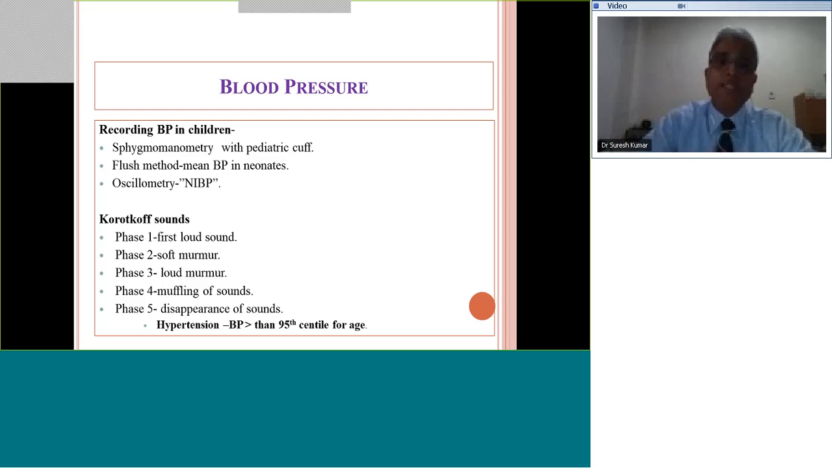Remember the flush method to check the mean blood pressure in neonates. Oscillometry is the technique that is used in non-invasive blood pressure recordings. And remember the Korotkoff sounds, where as you are deflating your inflated blood pressure cuff, phase 1 is the first loud sound, phase 2 is a soft murmur, phase 3 is a loud murmur, phase 4 muffling of sounds, and phase 5 disappearance of sounds. Pediatric hypertension would be diagnosed as blood pressure more than the 95th centile for age.